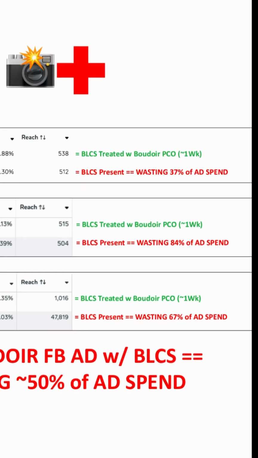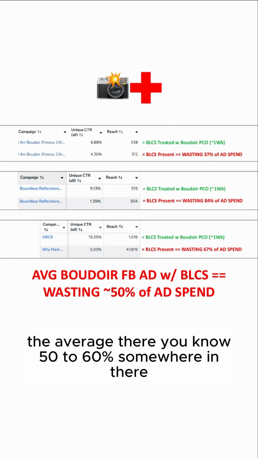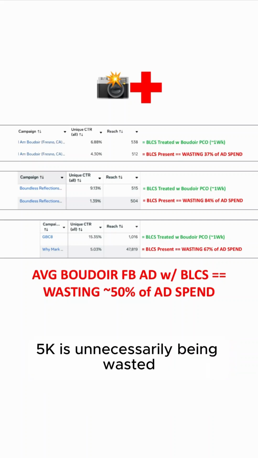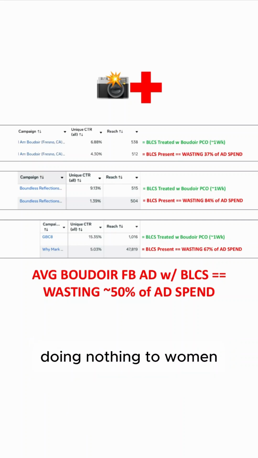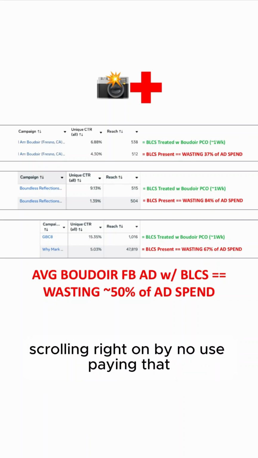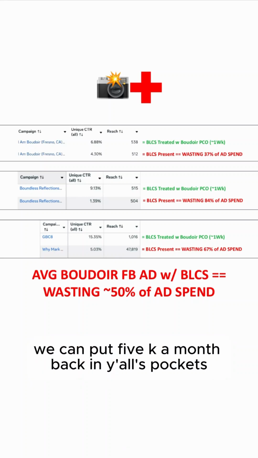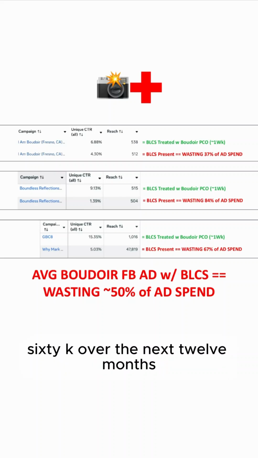So the average there, 50 to 60%, somewhere in there. So again, if you're spending 10 grand a month on Boudoir Facebook ads, 5K is unnecessarily being wasted, doing nothing, with women scrolling right on by. No use paying that. And by eliminating that, we could put 5K a month back in y'all's pockets, 60K over the next 12 months.